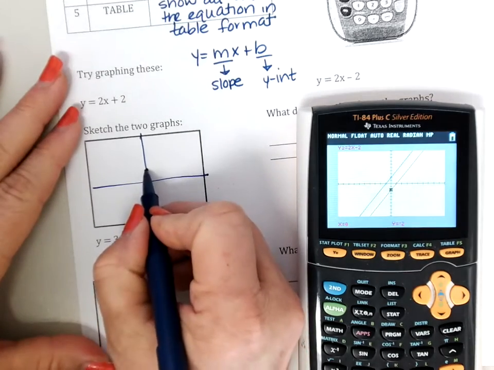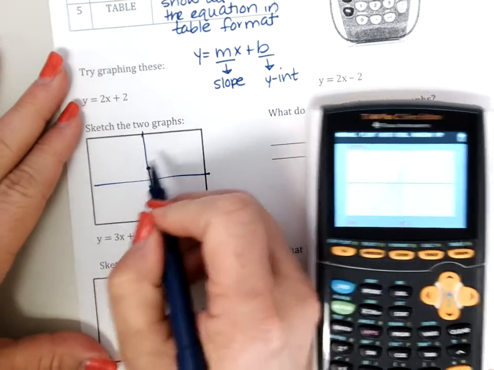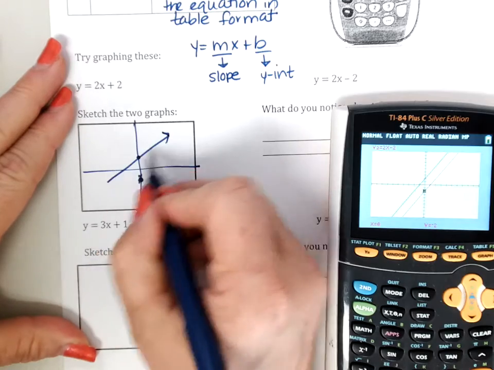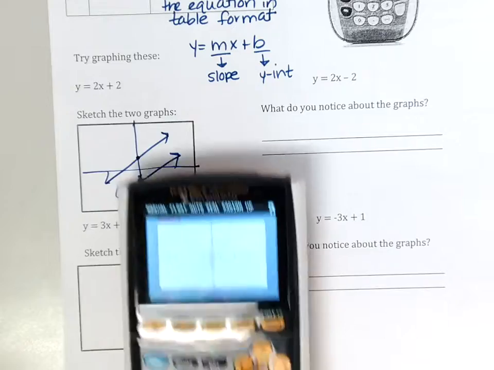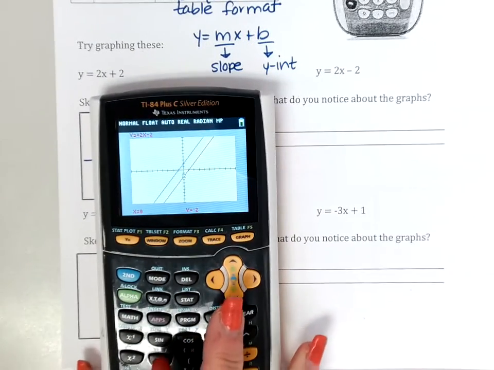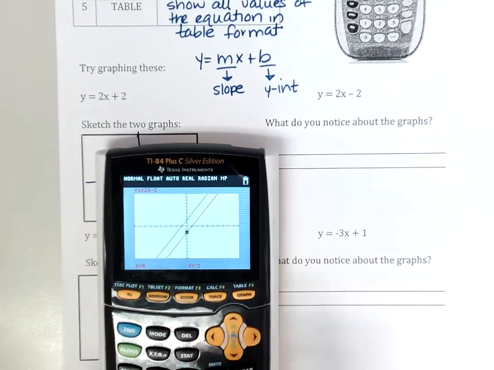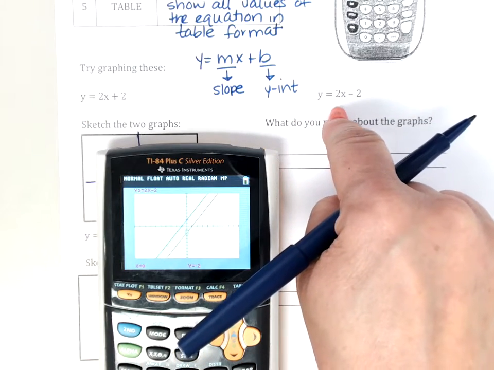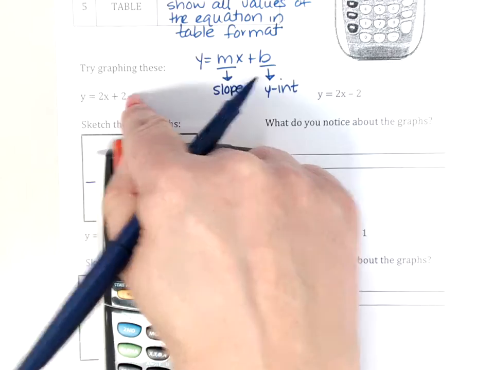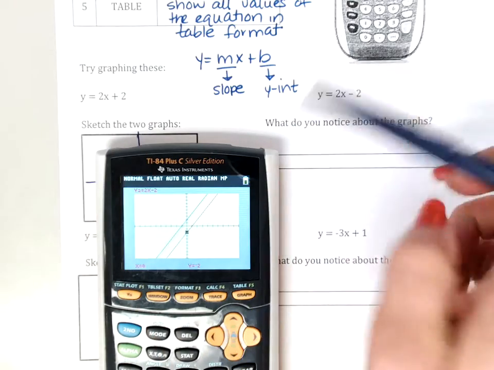And the one was at 0, 2, the other one was at 0, negative 2, and you notice that these are parallel lines. So I'll make them as parallel as I can. It's just a sketch. These are parallel lines. So if you look at the equation, what do you notice? I notice that the 2x is the same in both, but this one crossed at 2, this one crossed at negative 2. Why would that be?